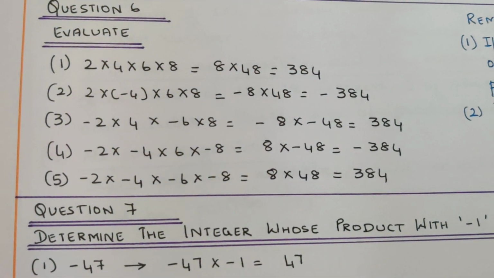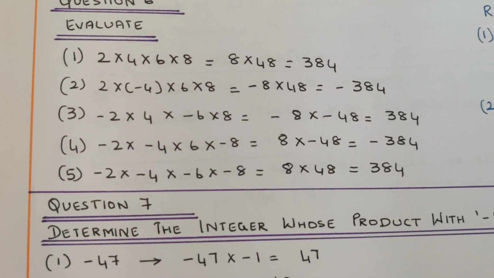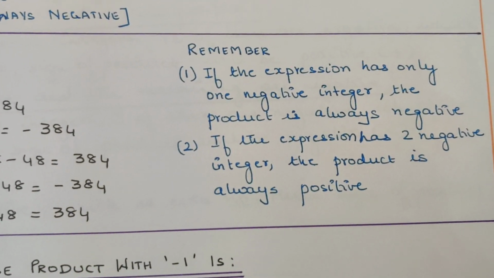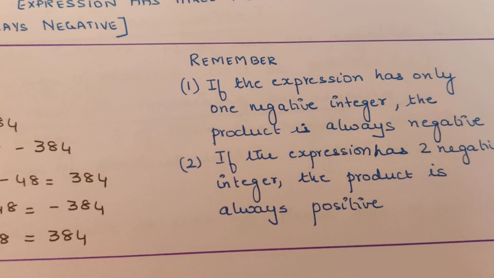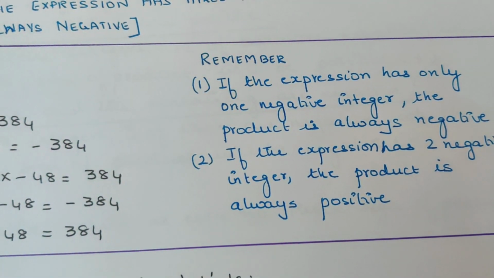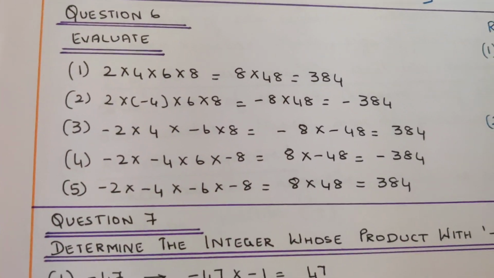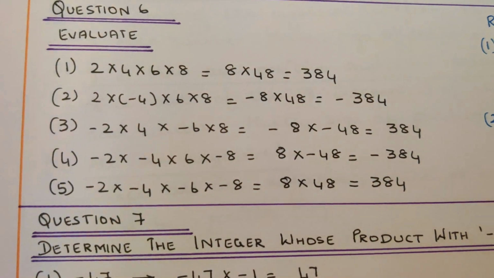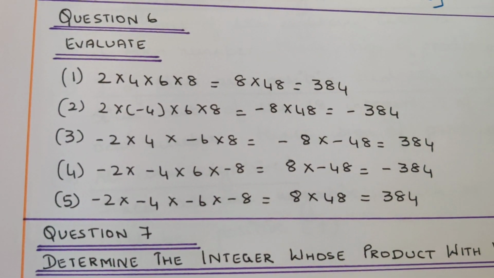Again, it is these signs which matter. 2 into 4 into 6 into 8, that is 8 into 48 is 384. I want you kids to understand and remember this particular concept. If the expression has only one negative integer, the product is always negative. If the expression has two negative integers, the product is always positive. So when you follow this exercise, you will be able to solve sums and follow those points that I mentioned earlier. You should be able to solve this particular question.